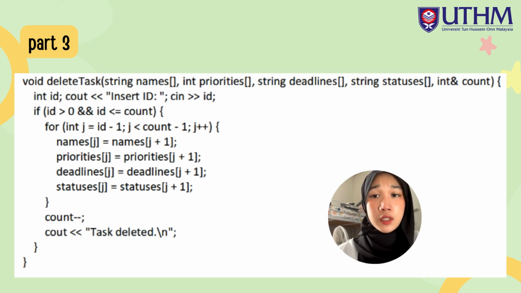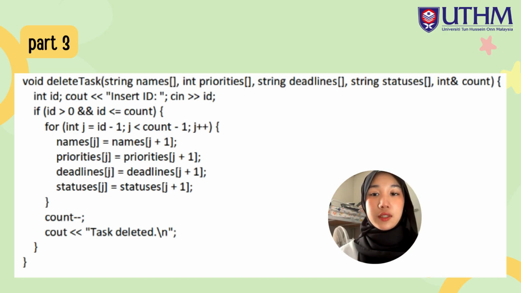For the next line is for integer j equals id minus 1, j less than count minus 1, and j plus plus. This is the for loop, and it is used to shift all tasks after the deleted task one position to the left. We use id minus 1 because arrays start from index 0, while the task IDs start from 1. If we delete assignment, the program moves meeting to index 1.